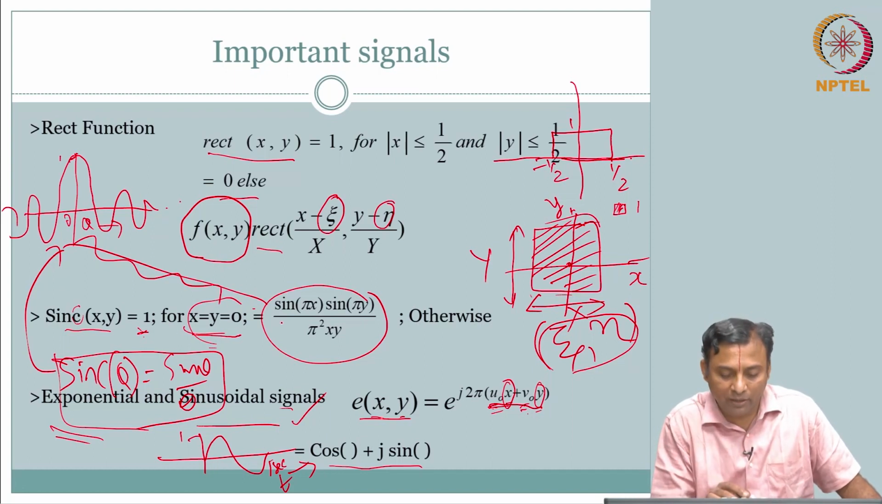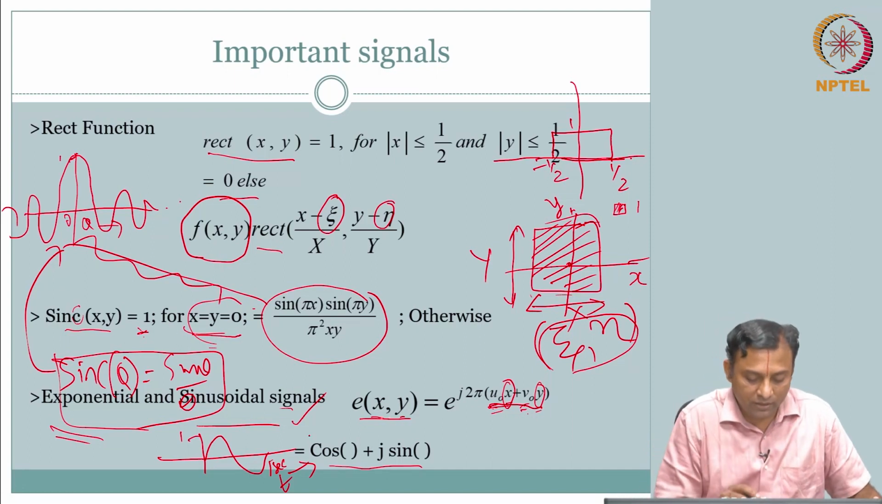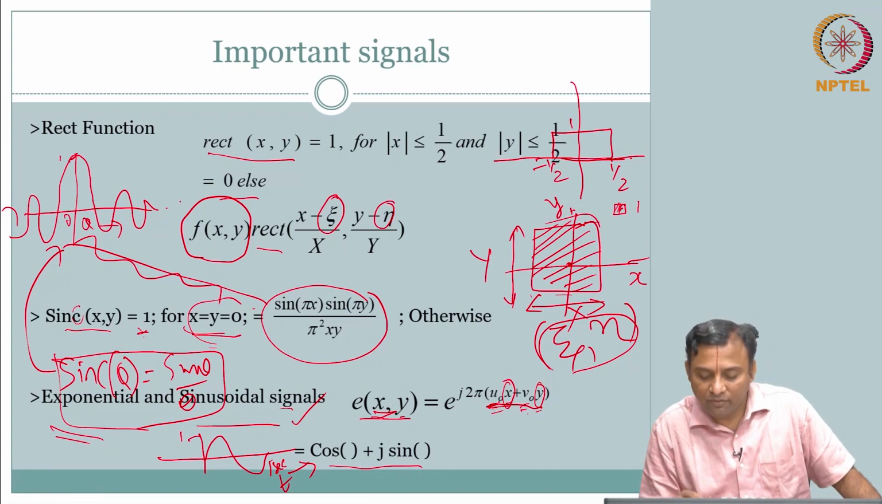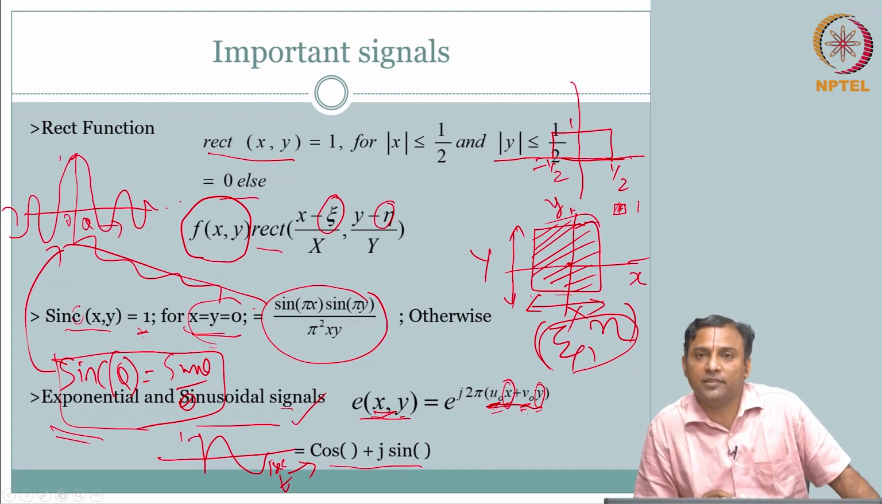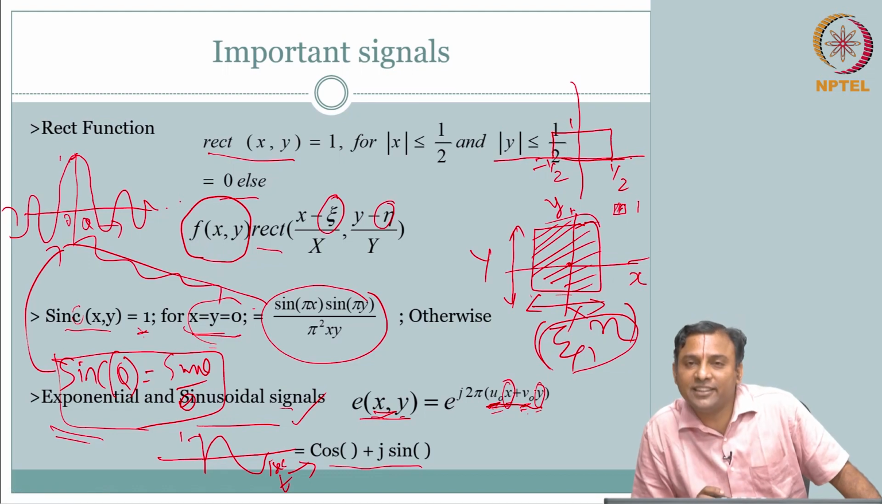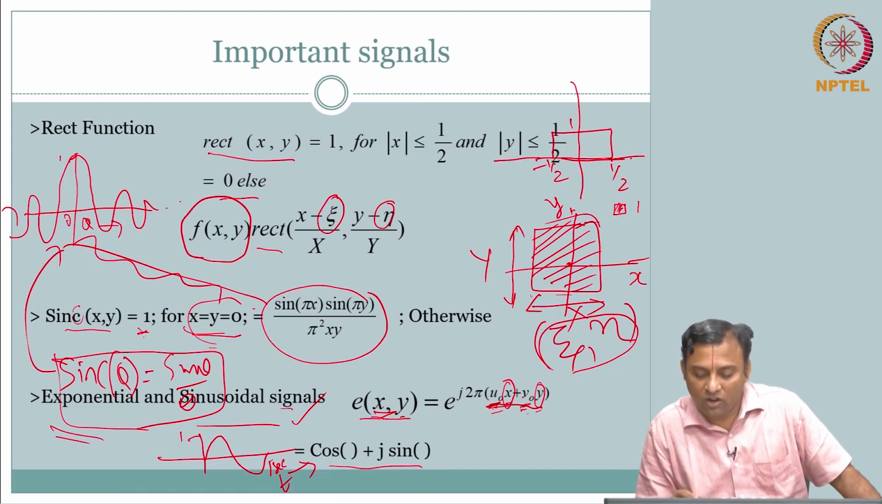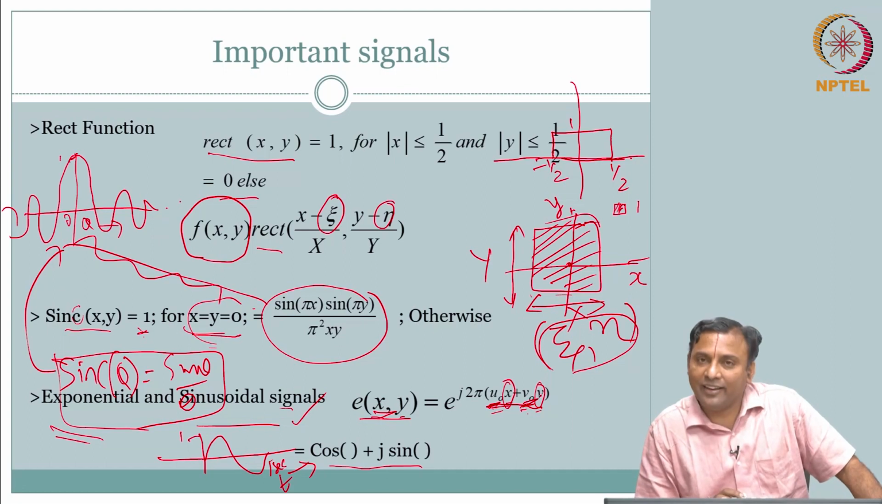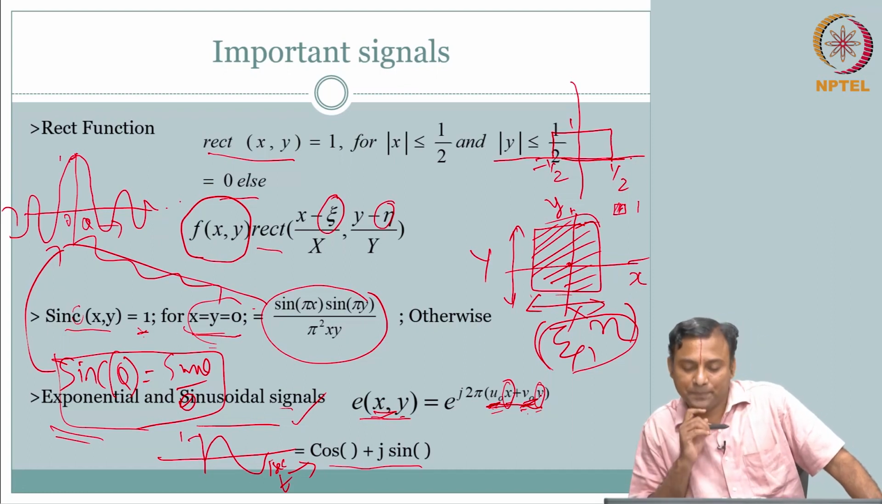But when you have 2 variables, x comma y, what frequency are you talking about? Is it the oscillations in x direction, oscillation in y direction? What do you want me to do? That question should come to you. If that is clear, then the rest of it is straightforward.